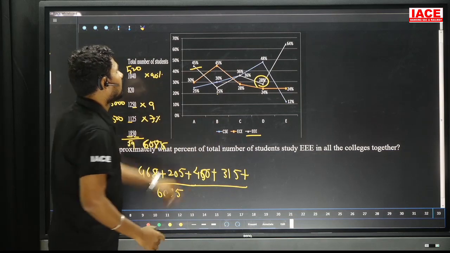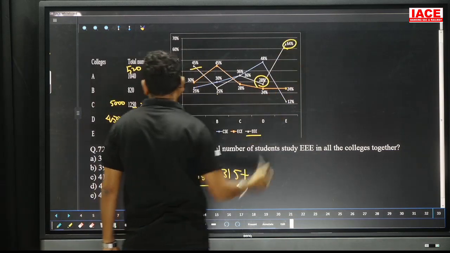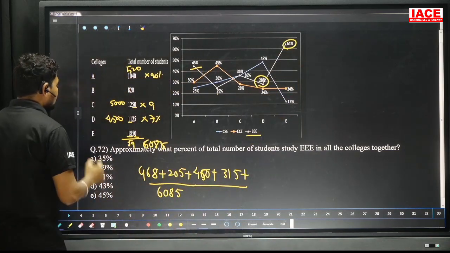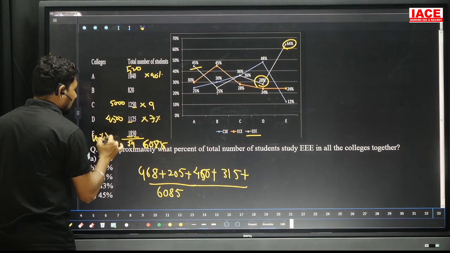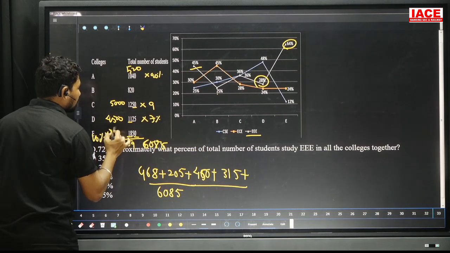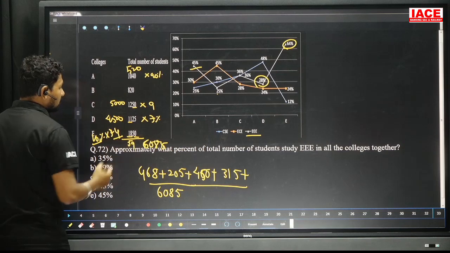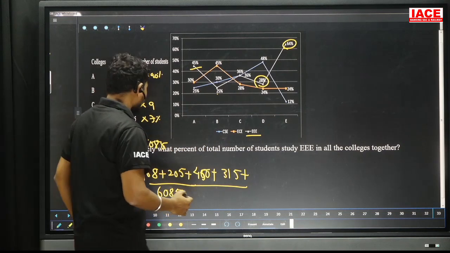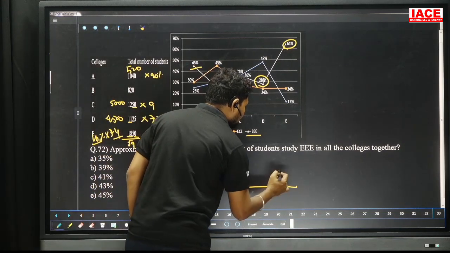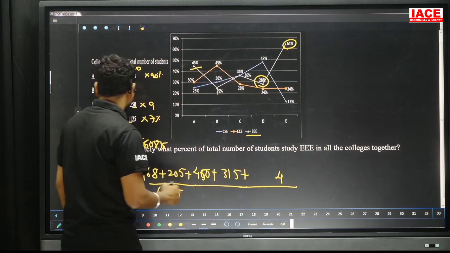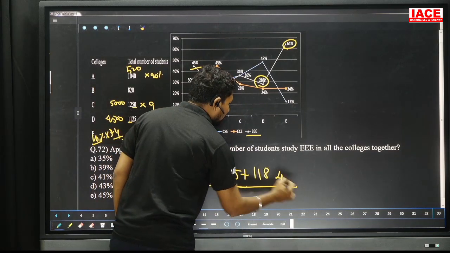And E value here is how much percentage? 64%. 64% of 1850. That means 16% of 74. That is already done. 16 into 74 again we have to do. 16 fours are 64 and carry forward a 6. 16 7s are 112. It is 1184.